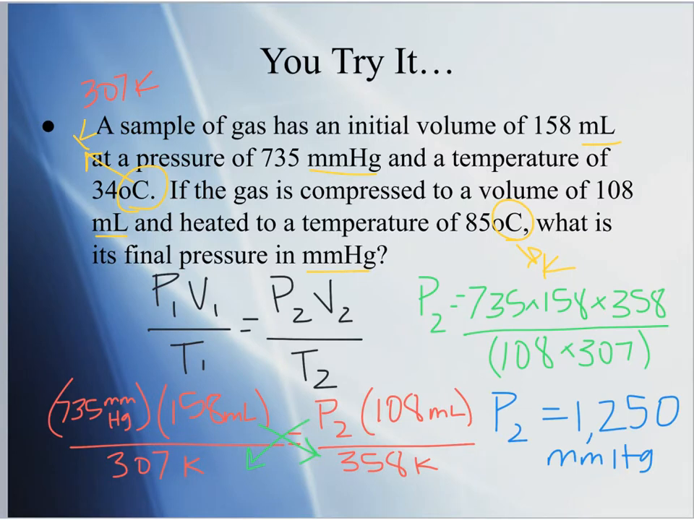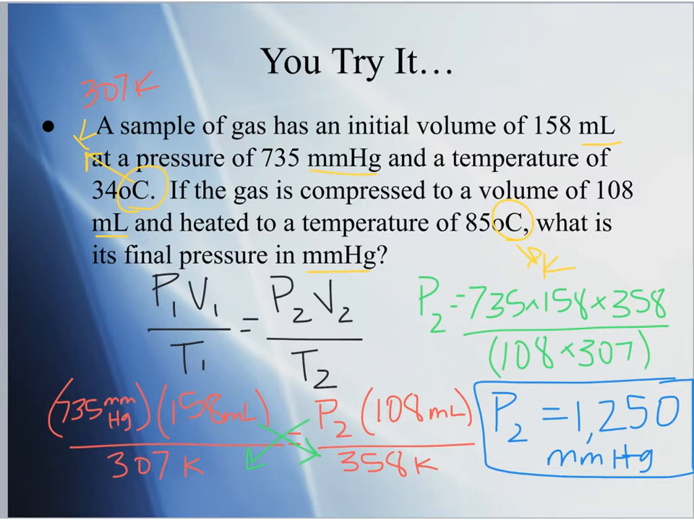All right, so here is the answer. We've got a pressure of 1,250 millimeters of mercury. You can see my work here. So we've got P1 times V1 over T1 equals P2 times V2 over T2. Down here in red, I plugged in all of the variables in the right spots, making sure I turn degrees Celsius into Kelvin. And then in green, I solved for it. So I just cross multiplied.